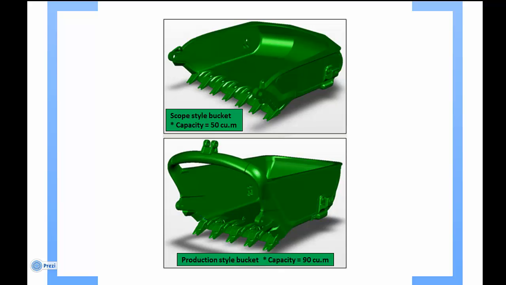still meet RSL requirements. We then have general purpose and heavy duty, which are generally production style buckets, and they're used in the hard blasted material like sandstones or where blocky material is evident. Generally they are larger in size in terms of cubic meters, but this also makes them heavier, which may have an impact on meeting RSL requirements.